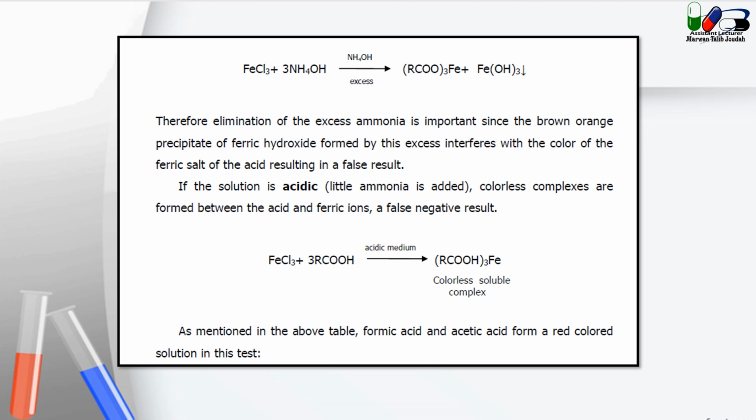FeCl3 plus 3NH4OH gives us NH4OH plus (RCOO)3Fe, which is the same excess we added, in addition to Fe(OH)3. Okay? Elimination of the excess of ammonia is important, since the brown orange precipitate of ferric hydroxide formed by this excess interferes with the color of the ferric salt of the acid, resulting in a false result.